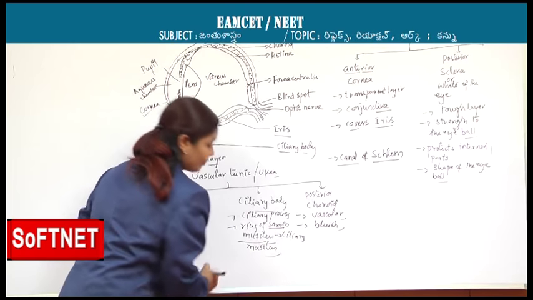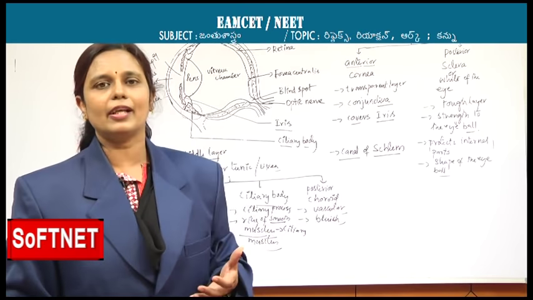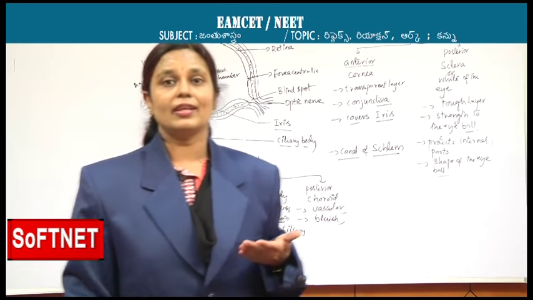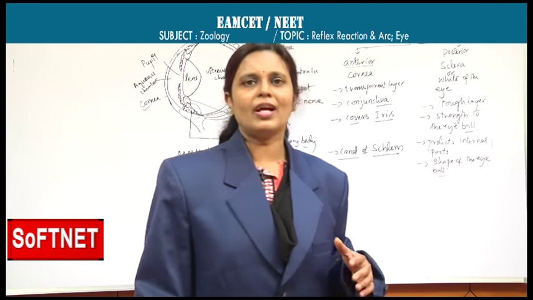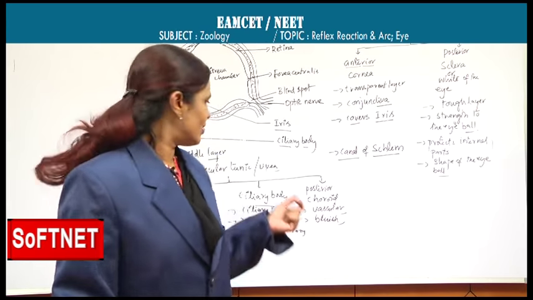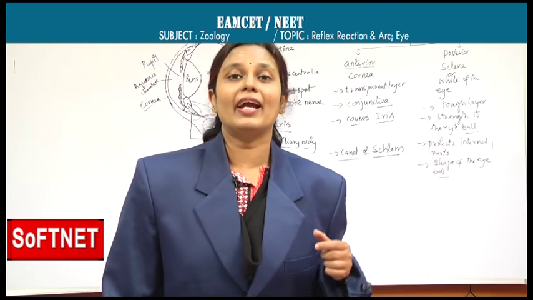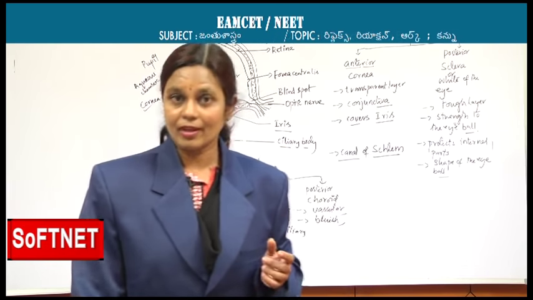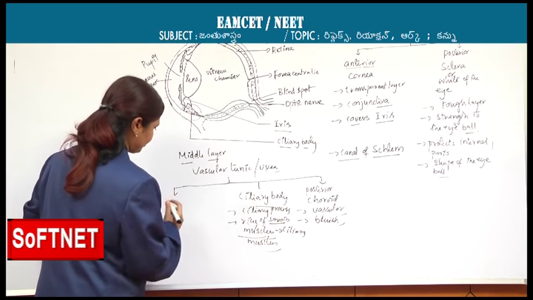Then, what is the significance of these ciliary muscles? We already learnt that the ciliary process is holding the lens with the help of the suspensory ligament. And what else? These ciliary muscles play a key role in the eye's accommodation power.